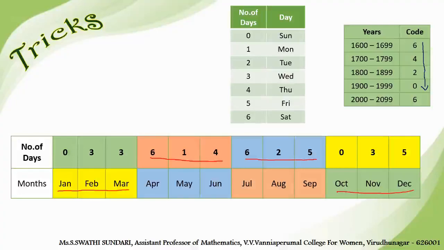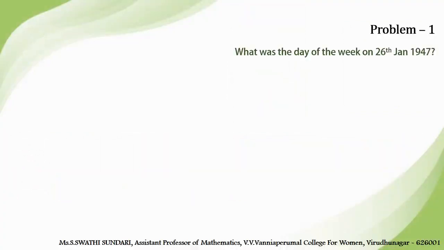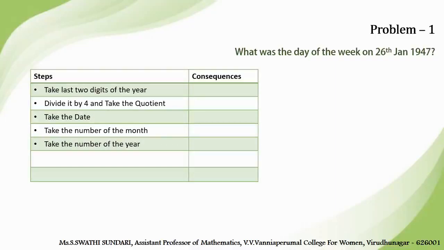So let's get started with simple questions in calendar. The first question is, what was the day of the week on 26 Jan 1947? So this is the question that we are given. Here there are only 6 steps to follow to answer this question. Those are very simple steps. Once you understand the concepts of these steps, you can solve the problem within 15 seconds.